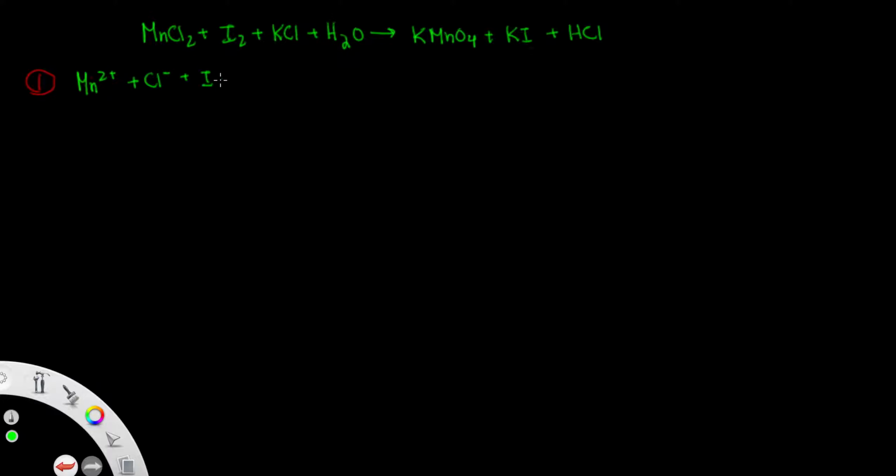My diatomic iodine, I'm not going to dissociate. It doesn't dissociate in water. It's not one of those things that is soluble in water, so I'm not going to worry about it. I'm going to keep it as is. The potassium chloride will dissociate because we have a group 1 metal and we also have a halogen. And water is not soluble in itself, so water will stay as is.